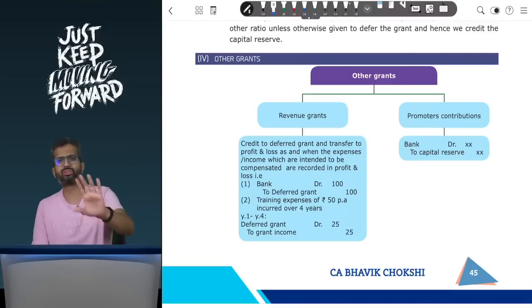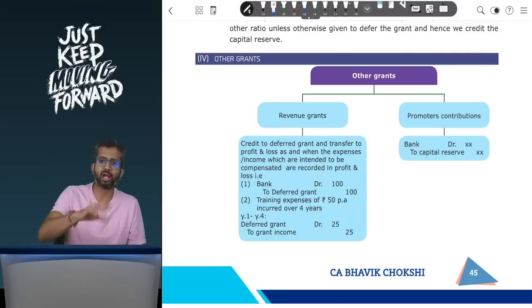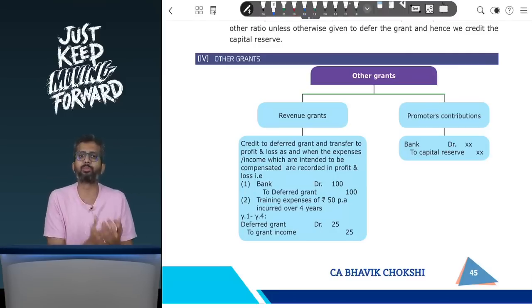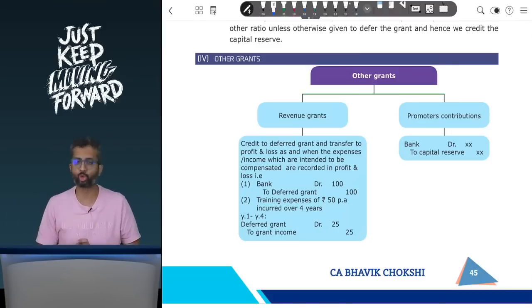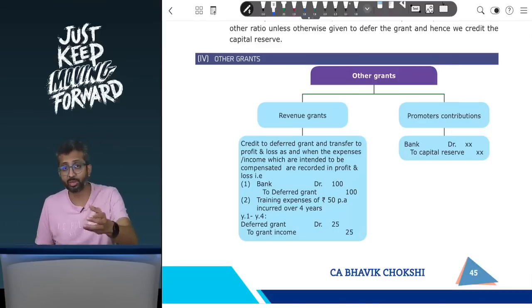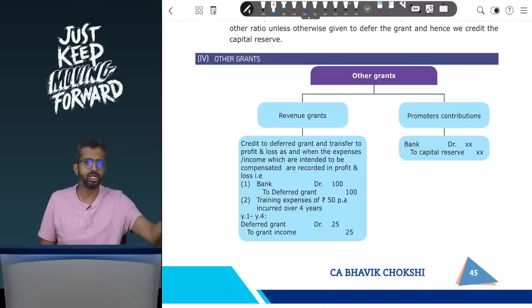The general rule is, for revenue based grants, you will record the grant in the P&L when the corresponding item goes to the P&L. So if it is for training, when the training goes to the P&L. If it is for sales, when the sales go to the P&L. But sometimes the grants are given for past losses, in which case you can record it to the P&L immediately because the loss has already been recorded in the P&L.